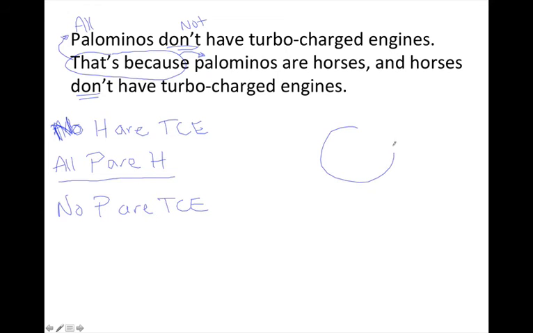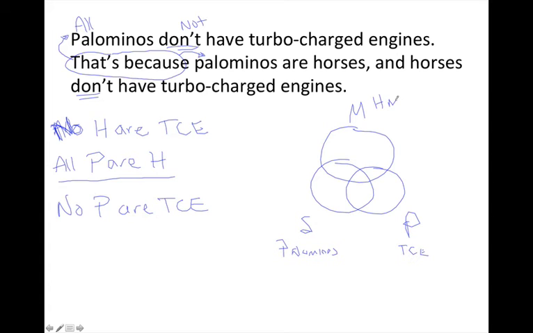Okay, let's diagram. We don't have to concern ourselves with which relationship we diagram first, because both of the premises are universals. We can go in order. I put MS, MP. That's okay. So we've got Palominos, turbocharged engines, and horses. No horses are creatures with turbocharged engines. Shade the area of overlap. There's nothing there.